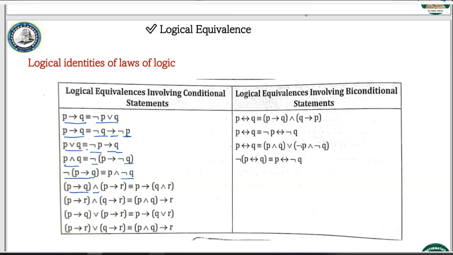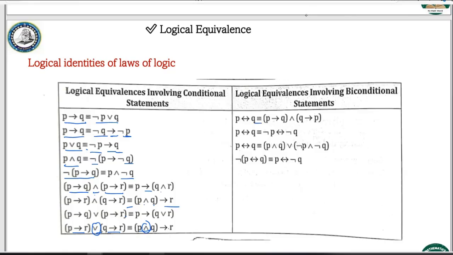P implies Q and P implies R can be written as logically equivalent to P implies Q and R. That is the distributive property. P implies R and Q implies R can be written as logically equivalent to P or Q implies R. Then P implies Q or P implies R can be written as P implies Q or R. Then P implies R and Q implies R can also be written as P and Q implies R. If it is or here, it is written as and; if it is written and, it is or here.